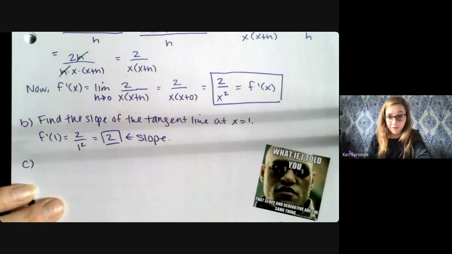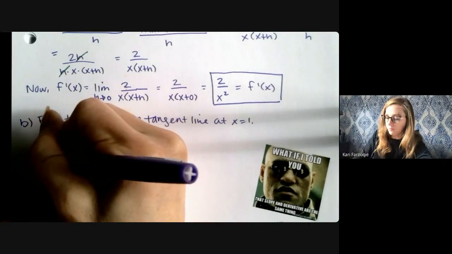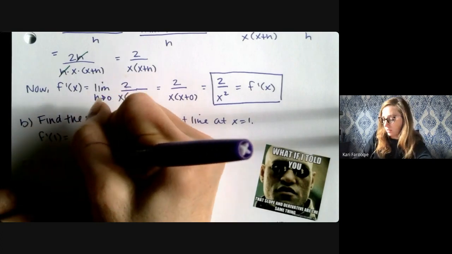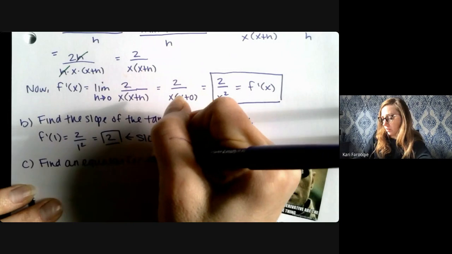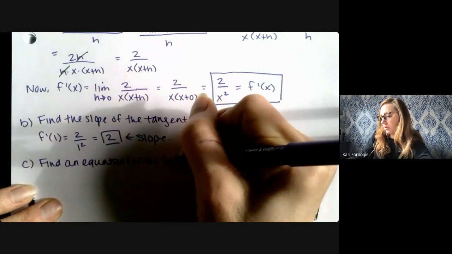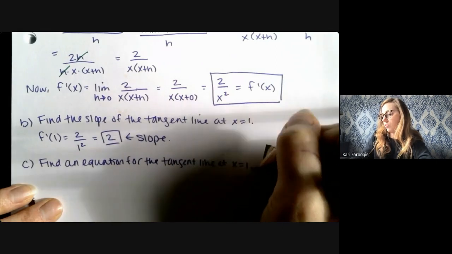This is your slope of the tangent line when x equals 1. And then, of course, we're going to add on a question asking for the equation of the tangent line at x equals 1. Find an equation for the tangent line at x equals 1.